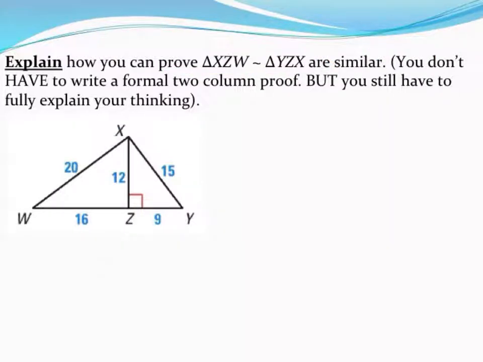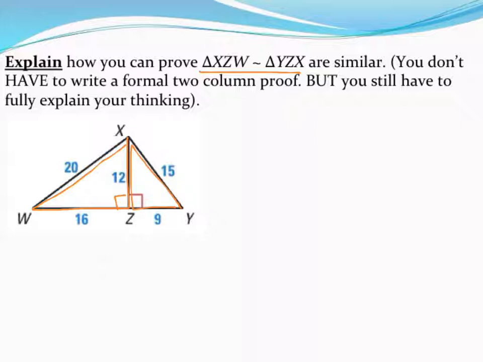Let's take a look at one more example and see if we can figure this out. Again, we don't have to write a formal proof, though we can if we want to. Let me see where these triangles are, because I've kind of got some overlapping triangles. I don't know which one I'm quite looking at yet. So XZW is one of them. I want to prove that that triangle is similar to triangle YZX. So this one over here. So I'm looking at the two smaller triangles.